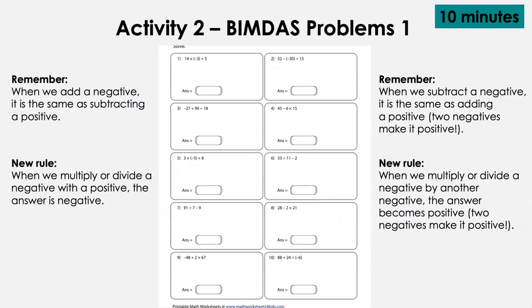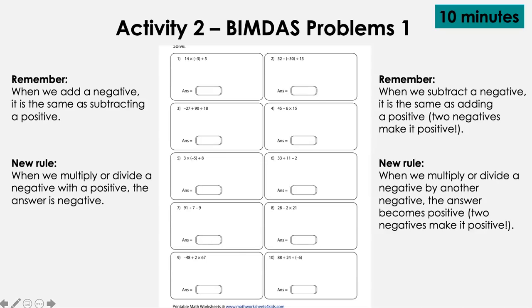Okay, so we're moving on to activity 2. We've got the old rules there for when we add and subtract negative and positive numbers, and then we've got those new rules that I just talked about with multiplication or division. So applying those rules and applying BIMDAS, take 10 minutes on your stopwatch to answer these questions, and then I'll follow up with you with some answers. So pause the video, come back in 10 minutes.